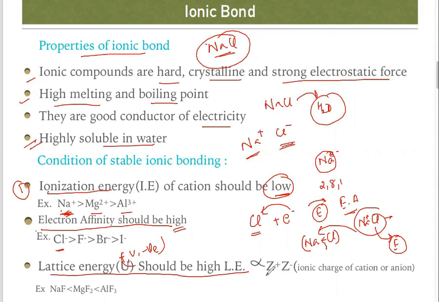And what is this Z plus and Z minus? These represent the charge. So you can take any of these ionic charges of cation or anion. If the charge is more, it will have high lattice energy. And if lattice energy is more, the compound will have high ionic property.